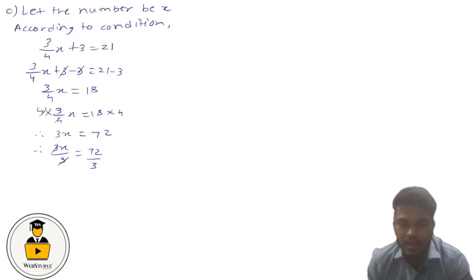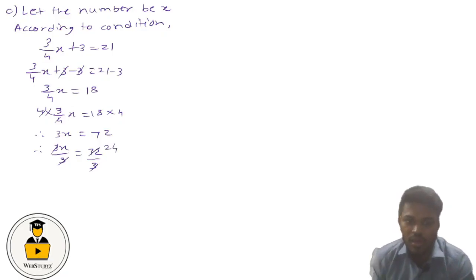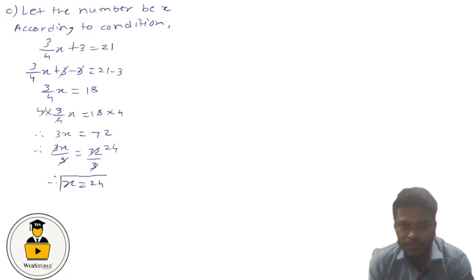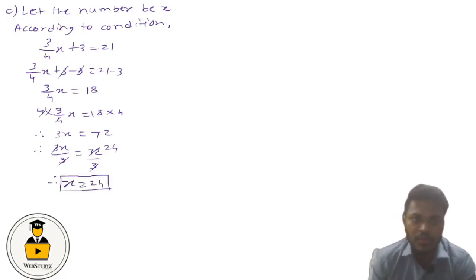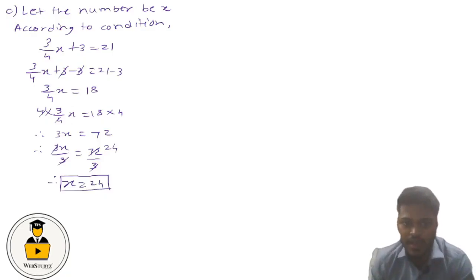So this will get cancelled and 3 sixes are 18, and 3 fours are 12. So therefore the value of x comes out to be 24. So therefore we can write here that the number is 24.